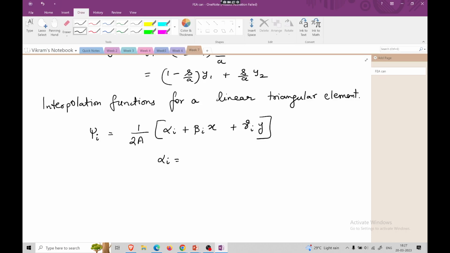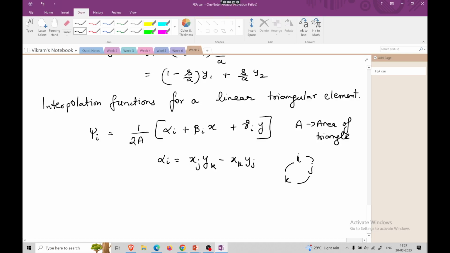Right? So if you don't remember, I will just write here. Alpha is nothing but xj yk minus xk yj. Does anybody remember this? So we have, let us say, ijk like this, in a cyclic fashion. So if my i is equal to 1, my j will become 2 and k equal to 3. So what will be my alpha 1? It will be simply x2 y3 minus x3 y2.